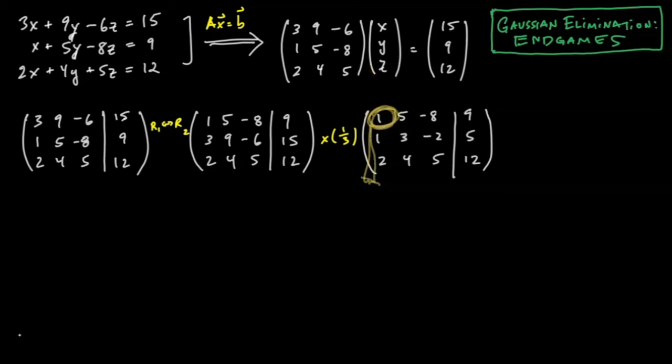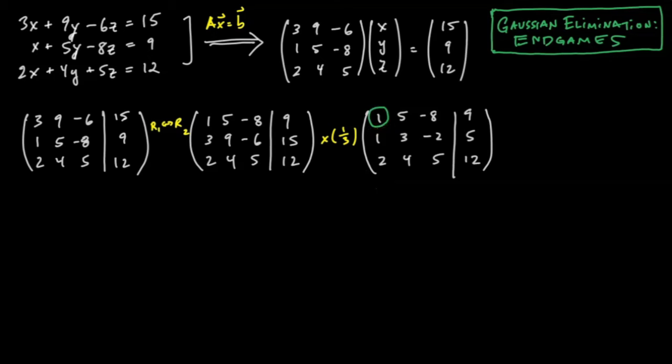Eliminating everything below the 1, below the so-called pivot, helps bring us to row echelon form. And eliminating everything above the 1, if there is anything, obviously there isn't in the first column, helps bring us to what we call reduced row echelon form. But let's see it in action.